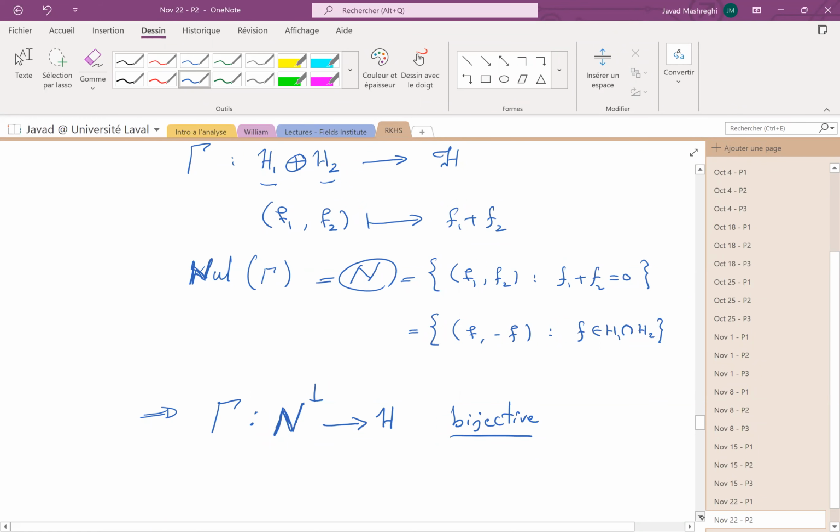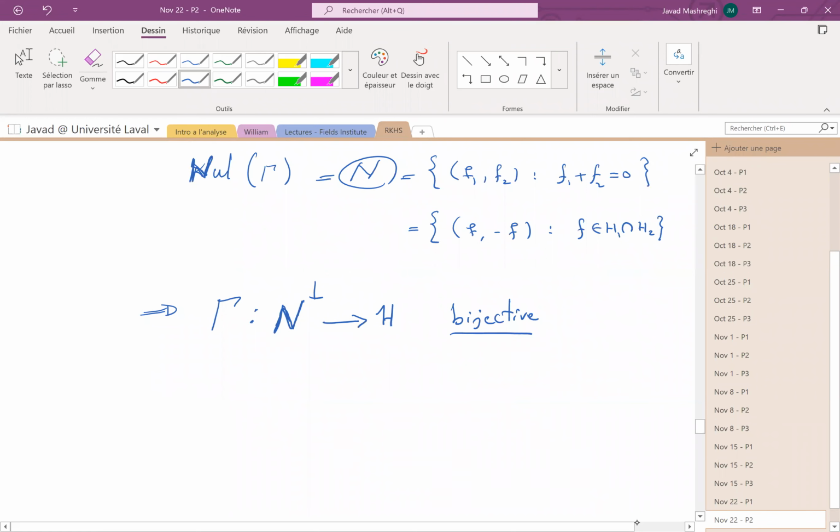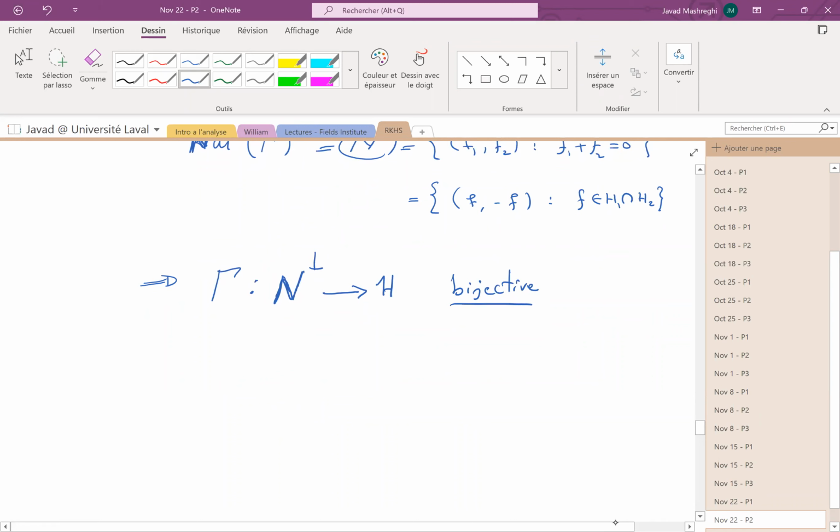True, because now the null is linear, and now the null space is just 0. So we obtain something which is bijective. And I explained this before in the middle of our course, that it happens sometimes that we have two sets and a bijection between them.